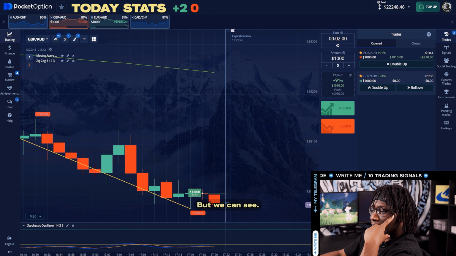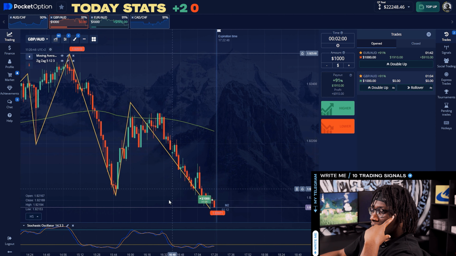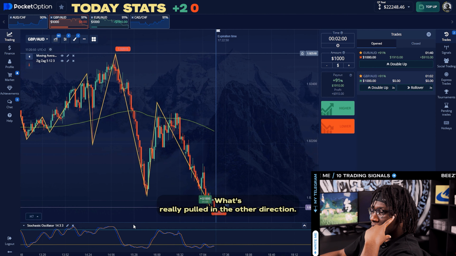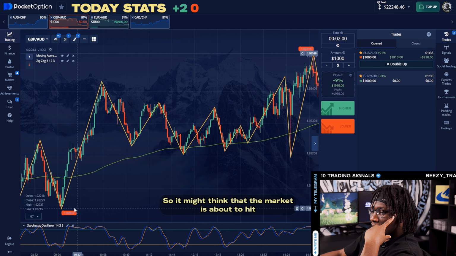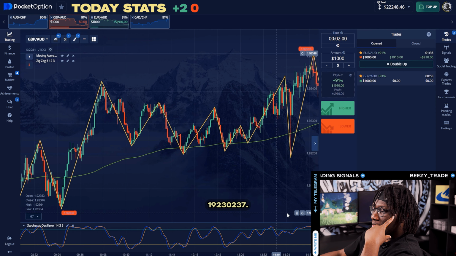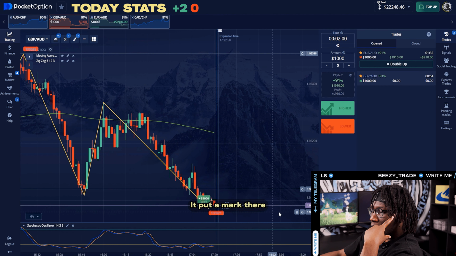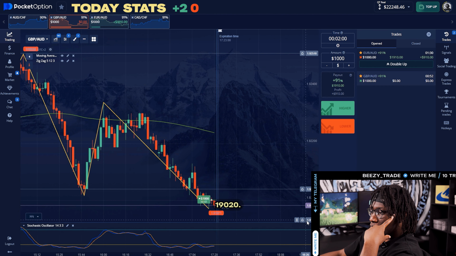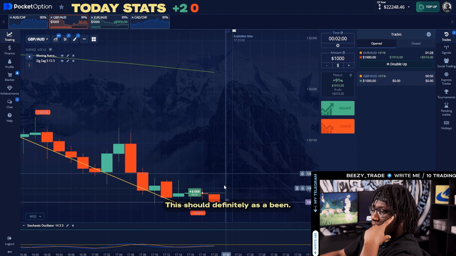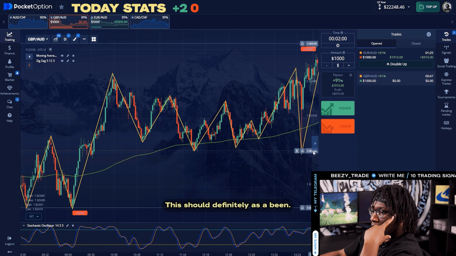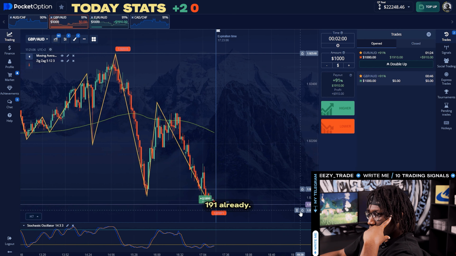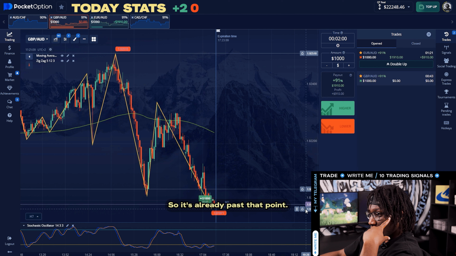But we can see the market has really pulled in the other direction. So we might think that the market is about to hit 1923037. We'll put a mark there. 1902. Oh, it's way low. This should definitely, has it been? No, we're at 191 already. So it's already past that point.